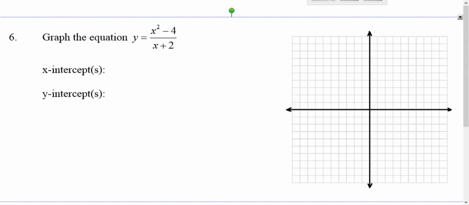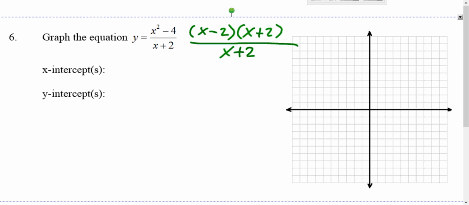So the first thing we got to do for this is factor the top, because you'll see that it will reduce. So when you factor the numerator, you get (x minus 2)(x plus 2) over x plus 2. Which means there's a removable discontinuity, a hole created when this cancels out.